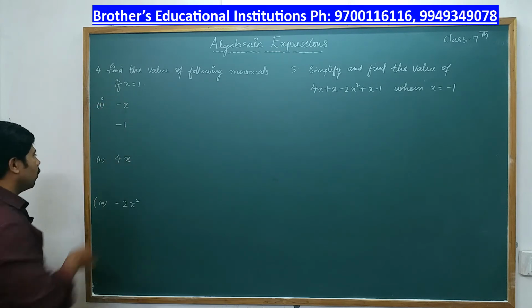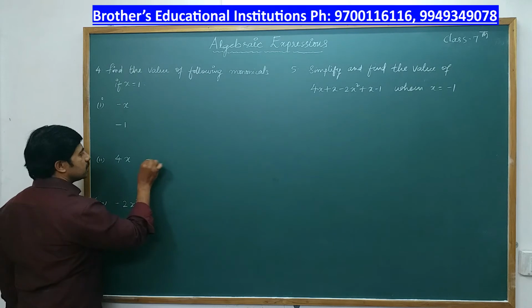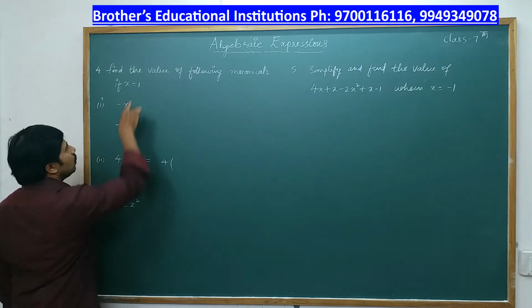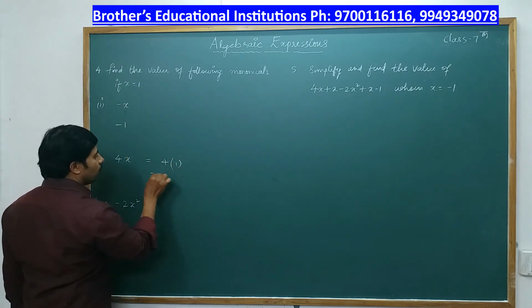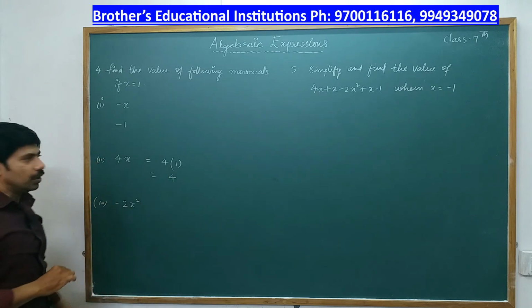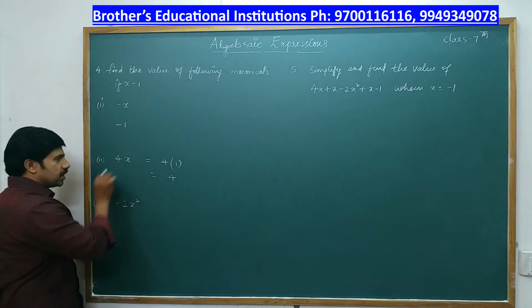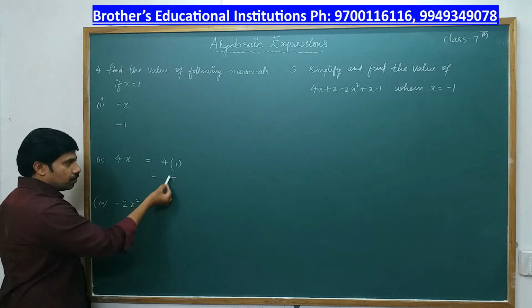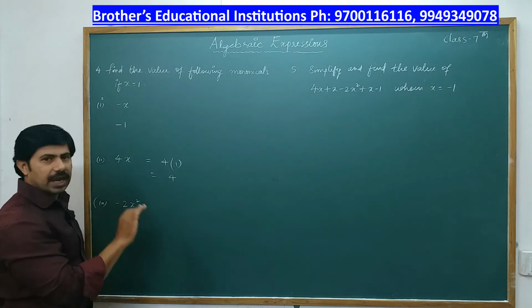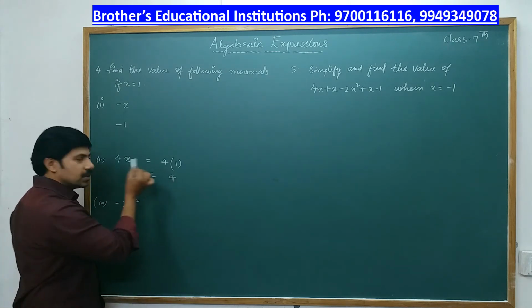Then next one, 4x. So what you do is you write 4. What is the x value given? It is 1. So 4 ones are 4. You have to multiply those two. 4 times x. So that is the reason when you substitute you have to multiply. 4 times x is 4x. Times means here product. So 4 into 1 is 4.